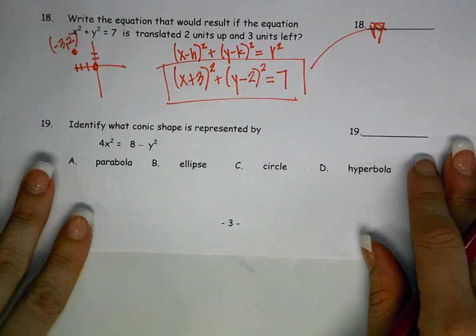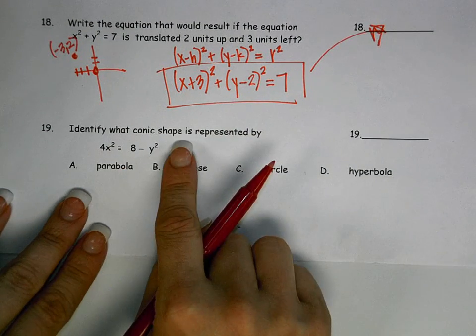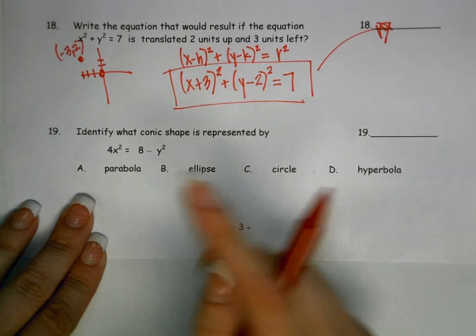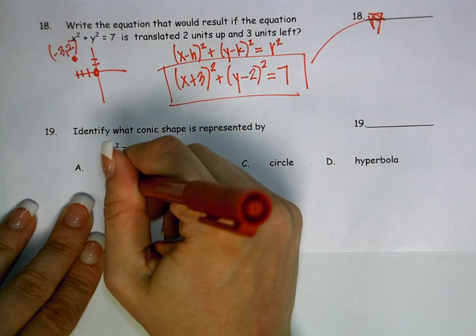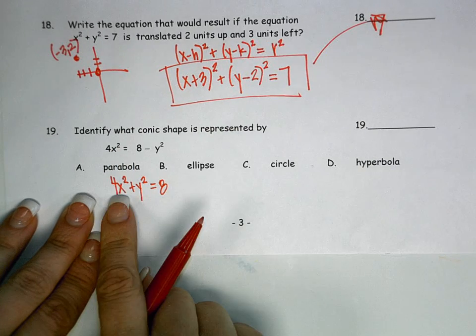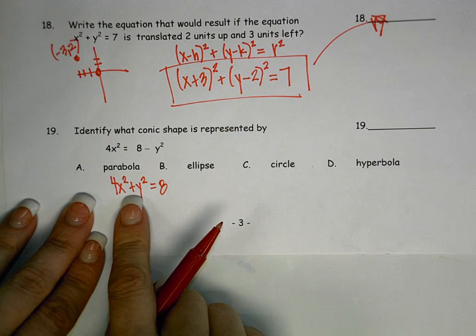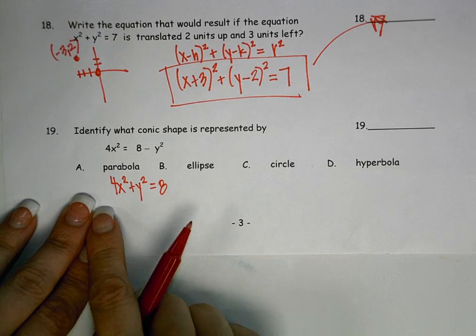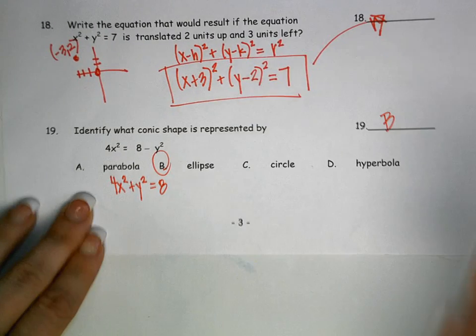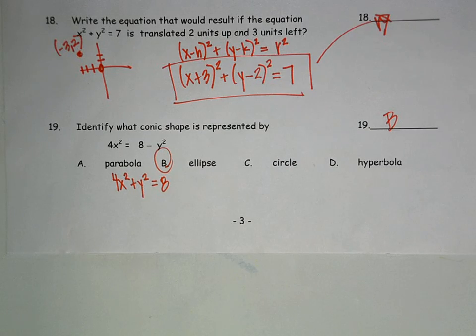For number 19, identify what conic shape, so just what kind of shape is represented. Again, you have to have x's and y's together on the same side before you can figure this out. So 4x squared plus y squared equals 8. Now you can see that there's 2 squares, plus in between, different coefficient or denominator, so that's an ellipse. Okay, has to be an ellipse. There's no other shape that's like that.